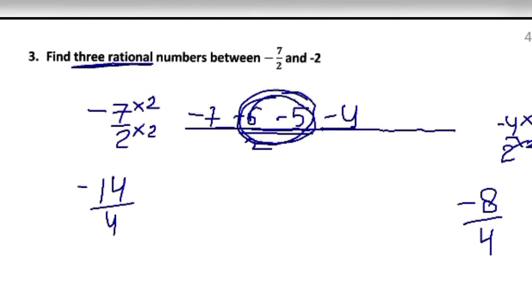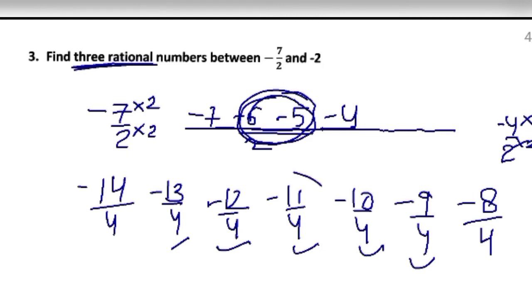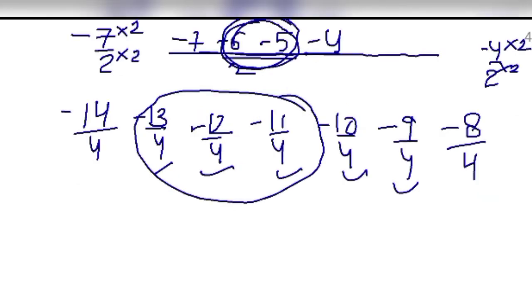Now between them, how many rational numbers can you find? -14, -13 upon 4, -12 upon 4, -11 upon 4, -10 upon 4, -9 upon 4. We have how many rational numbers between them? 1 2 3 4 5, and they are asking three rational numbers. So you can write any three rational numbers. I am just writing these three rational numbers here. This can be written as 2 2s are 4, 2 7s are 14, which they have given in the question. 4 1s are 4, 4 2s are 8.